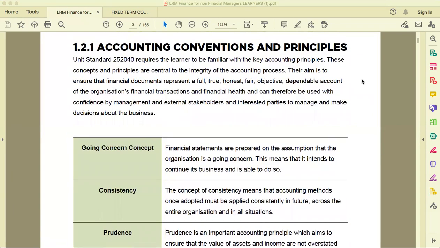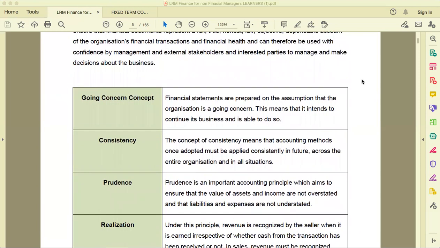The first thing that we're going to look at is what is known as the going concern concept. Financial statements are prepared on the assumption that the organization is a going concern. That means that it intends to continue its business and is able to do so. If there's money coming into the business and it is able to pay the bills and expenses that it needs to pay, and to pay tax if it hits the threshold, then it is able to continue doing business.